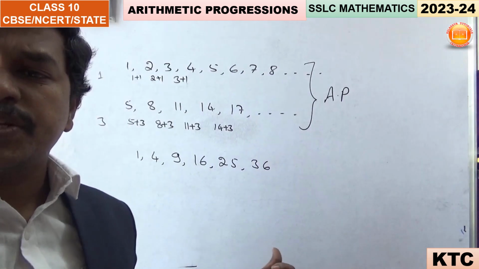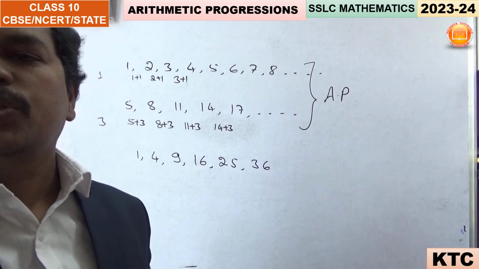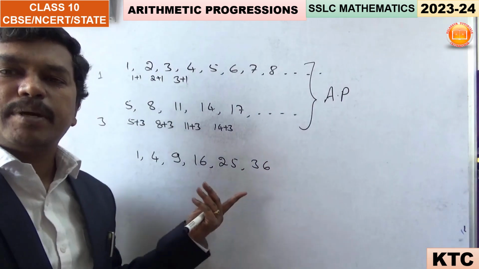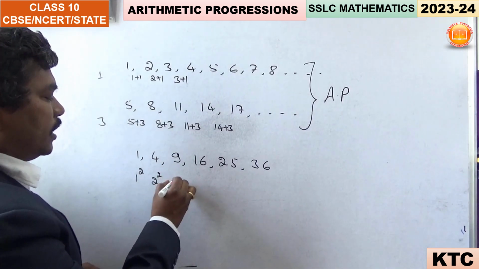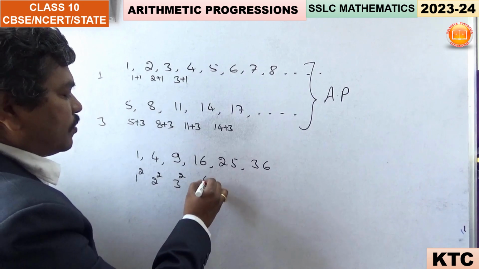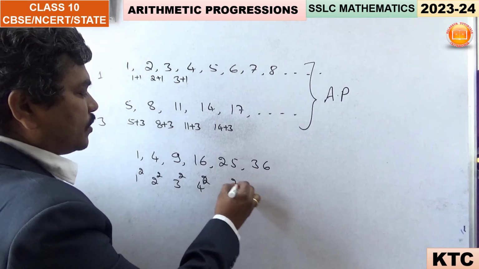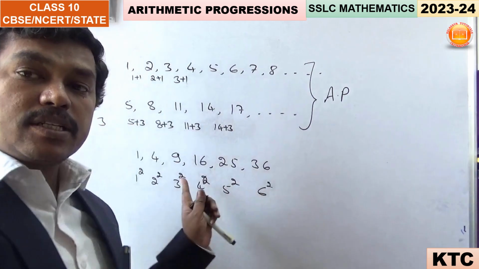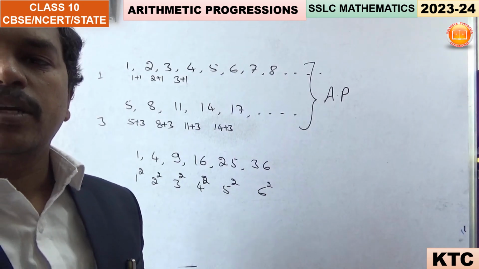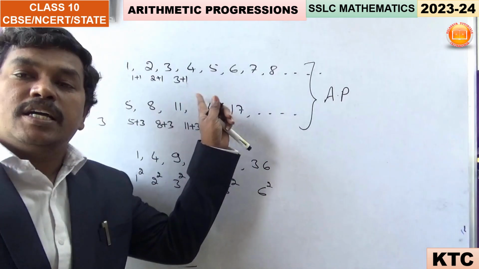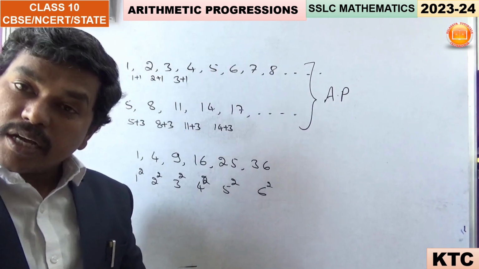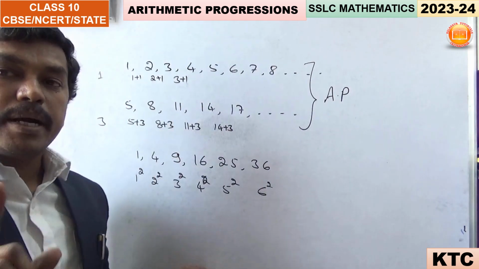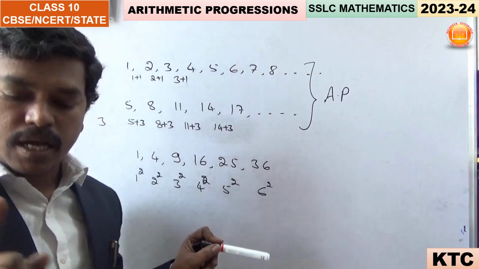How can you get this? By adding or multiplying? No, we don't get it by adding or multiplying. Here this one is 1 square, this one is 2 square, this is 3 square, 4 square, 5 square, 6 square. These are the square numbers. But this is not an arithmetic progression. These are also series, but they are not arithmetic progressions.